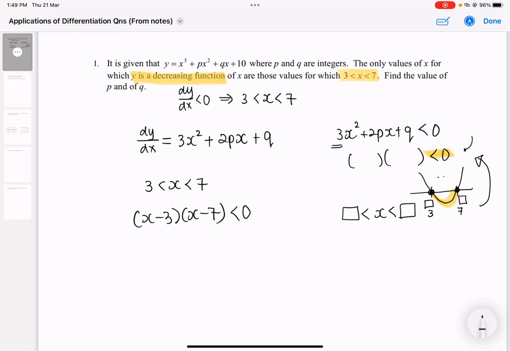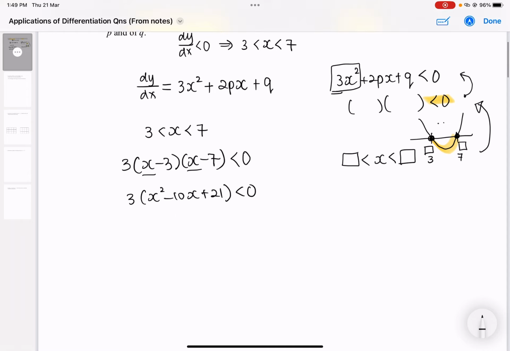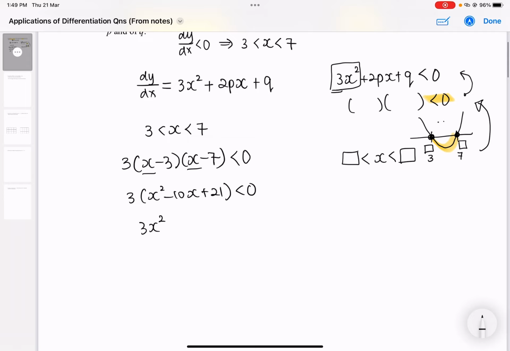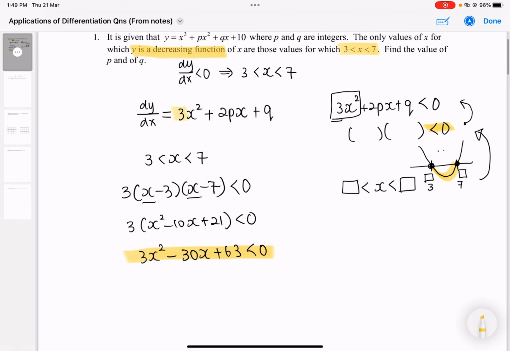Now, if I compare this with this form, you would notice that the coefficient of x squared is 3. However, here my coefficient of x squared is 1, which means in this factorized form, there must have been a 3 which has been factorized as well. Now, if I expand this, I will be able to get an inequality that I can then compare with the original inequality from the question. So can you see that this must have been the original inequality? Now I can compare it with the inequality in the question.